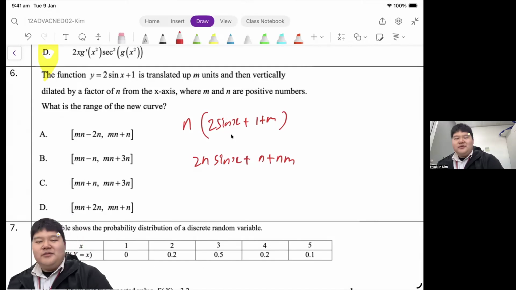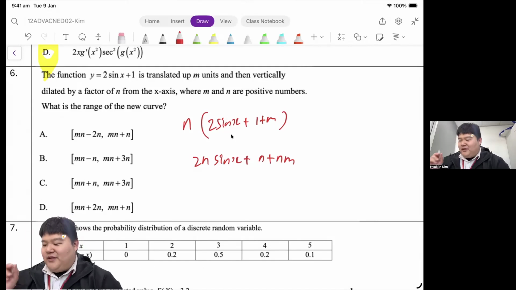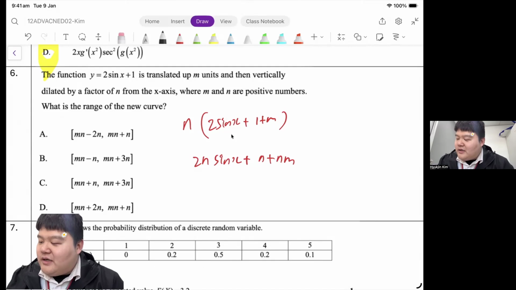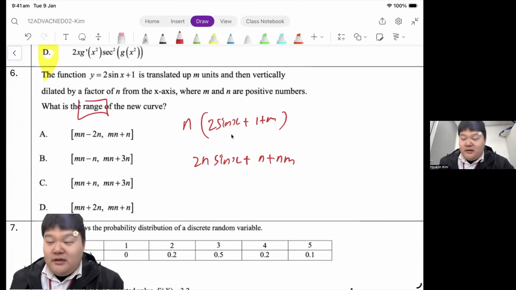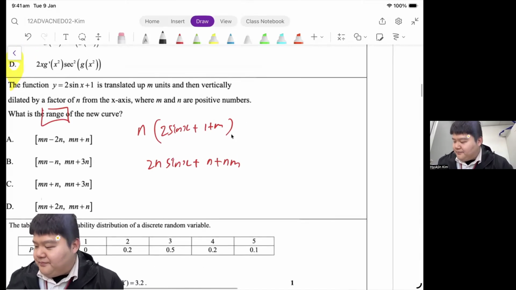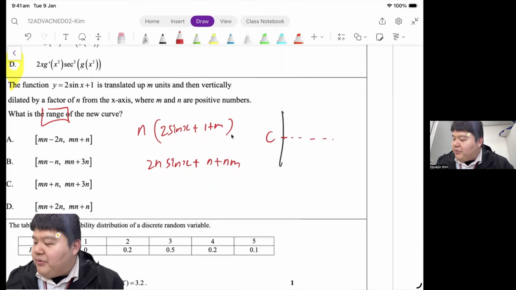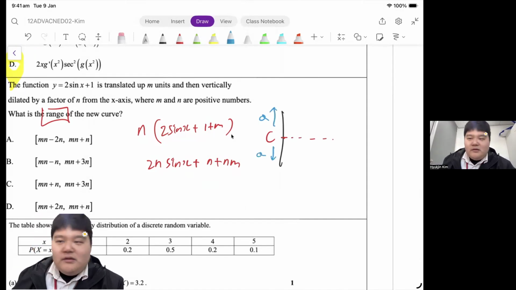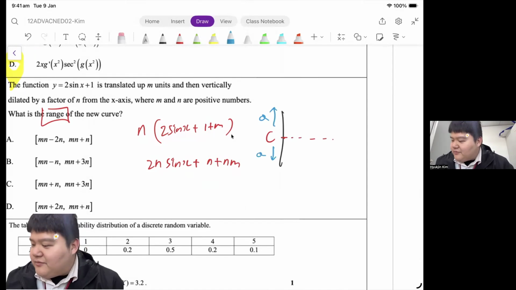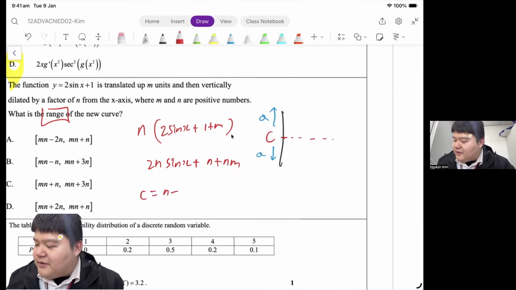Oh, this is so easy. Okay. The range is always the center of motion plus the amplitude and minus the amplitude. It's always that. The center of motion is n plus mn, whatever.